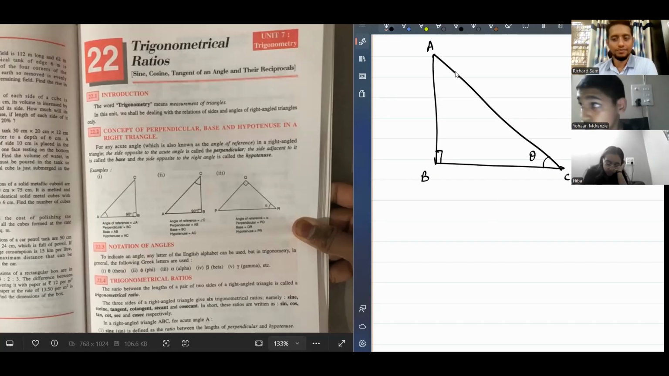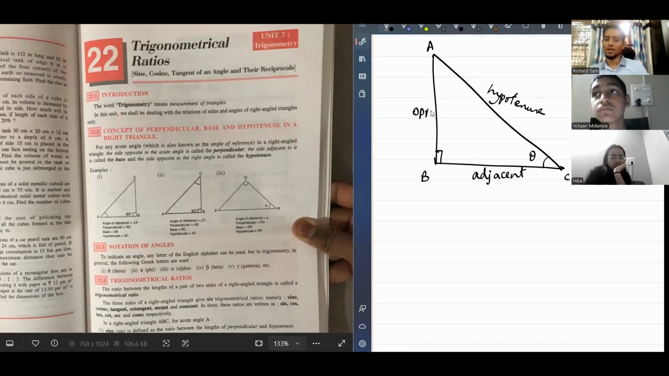Now what is AC? AC is the longest side, which is taken as the hypotenuse. BC is the side that is next to theta, or adjacent to theta. Adjacent means next to, so we call this side adjacent. And AB is the side which is opposite to theta, so we call this side opposite. That's the name of the three sides. Hypotenuse is always fixed because it is the longest side. It is always opposite the 90 degrees. Adjacent will be next to theta and opposite will be opposite theta.